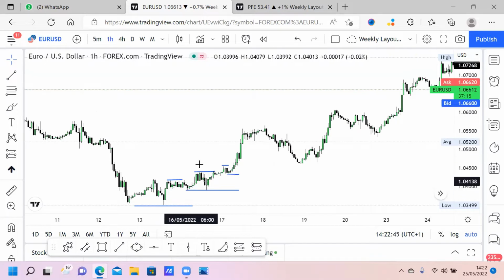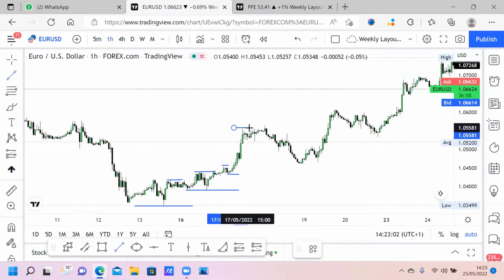So if it keeps on doing those two things, making higher highs, higher lows, higher highs, higher lows, it will keep on going up. If we now look carefully, it made this high, then when the price reversed, it made this low.